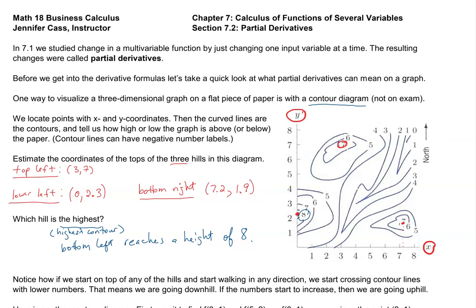All right, and just a little more visualization with this. Notice how if we start on the top of any of the hills and start walking in any direction, we start crossing contour lines with lower numbers. And that means we would be going downhill. And if we were to turn around and the numbers start to increase, then we'd be going back uphill. So going from left to right across the graph, I'd be going downhill for a bit, hit a low point, and then start going up again if I'm at sort of the level of those bottom two mountains. So it's just useful for visualization.